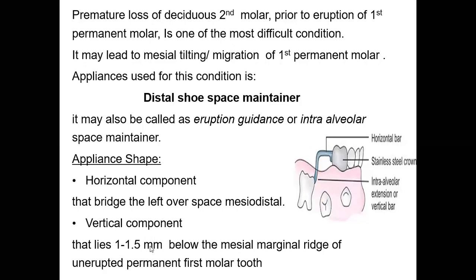So these components, this horizontal and vertical component, are made up of wire, and they lie 1 to 1.5 mm below the mesial margin of the ridge of the unerupted permanent molar. Can you see here? It is lying below the mesial margin or mesial ridge. This is the mesial ridge of an unerupted first permanent molar. So it lies 1 to 1.5 mm below the mesial ridge of the unerupted first permanent molar to guide its eruption into the oral cavity.